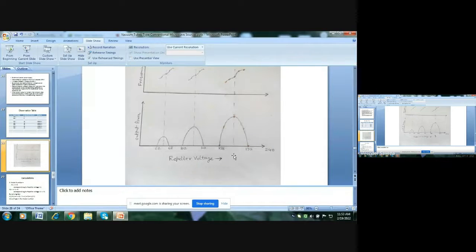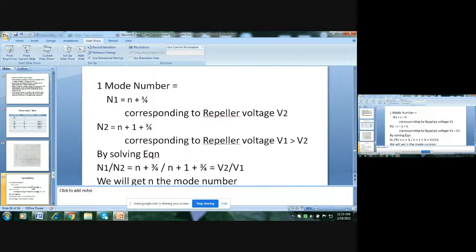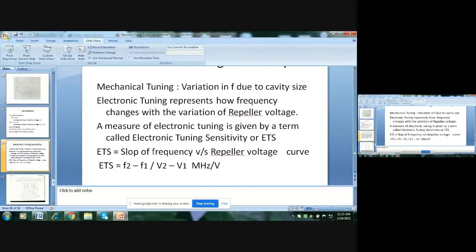approximate integer. Suppose we are getting small n is equal to 0.8, it means n is equal to 1. If we are having n is equal to 1.75, it means small n is equal to 2. So these are the mode numbers we can obtain. Similarly, we can find electronic tuning sensitivity. In practical, you have to measure ETS.